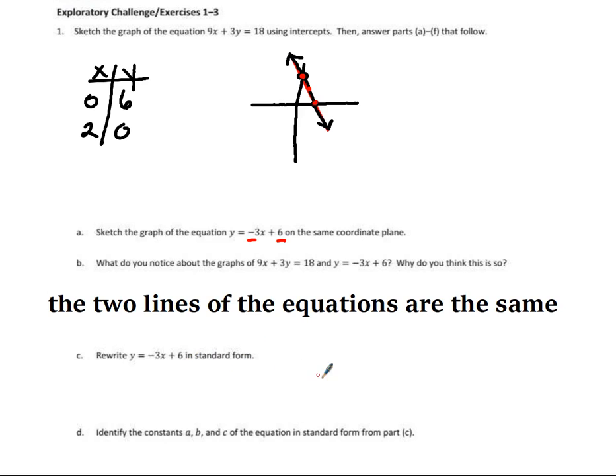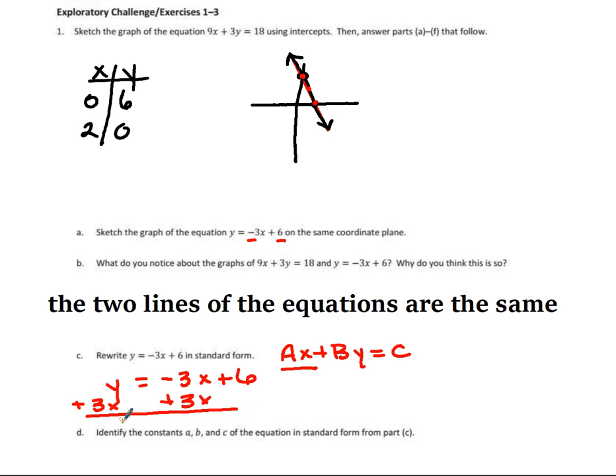So then it says we're going to rewrite y equals negative 3x plus 6 in standard form. Little reminder, standard form, ax plus by equals c. So we now have our negative 3x plus 6, and that was equal to y. Now, we need to make sure that we have our x's on the left-hand side. So we need to add 3x to both sides. And when I do that now, I have 3x plus y equals 6.